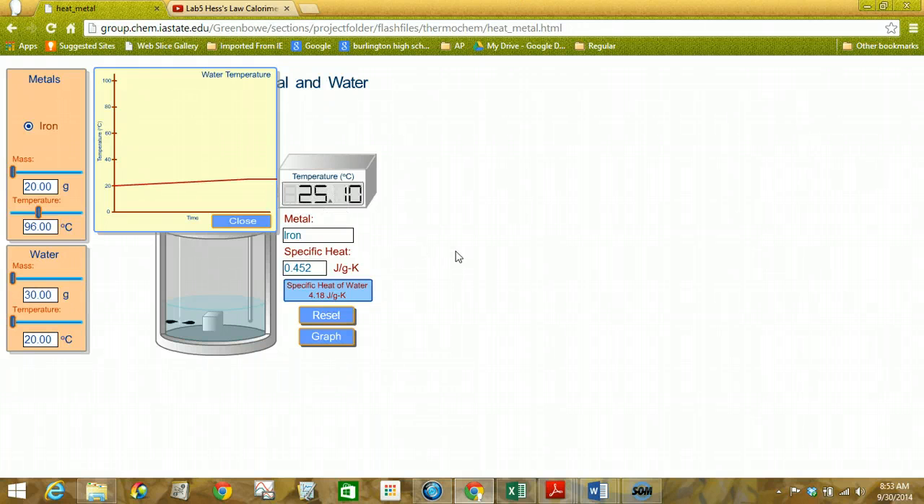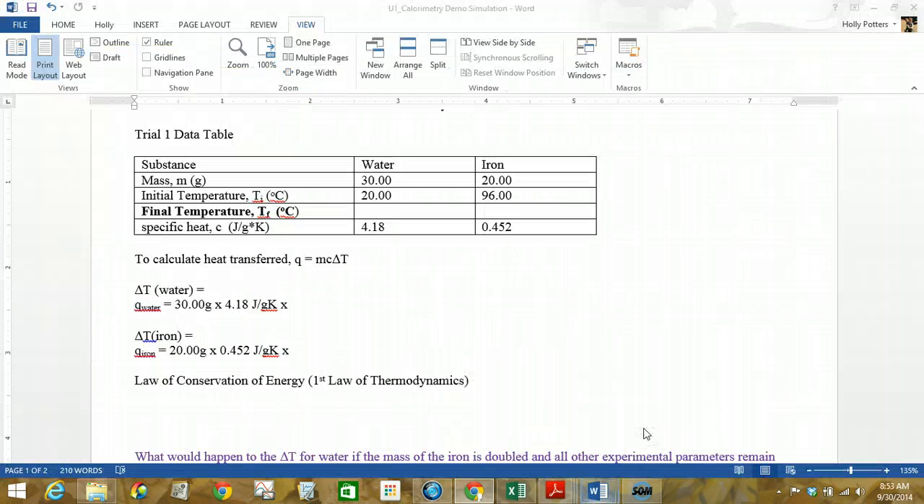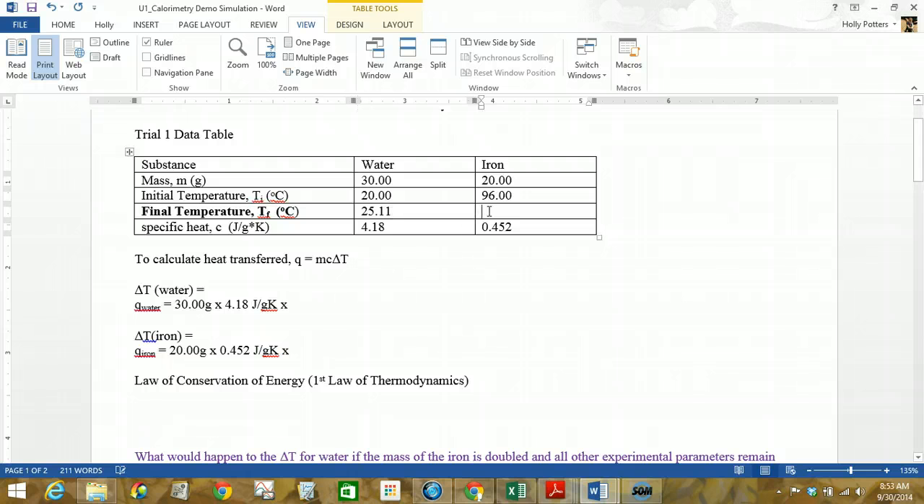Notice it's jumping around a little bit, so we'll see what it lands on. Let's do 25.11 degrees Celsius and go back to our chart here. So we'll do 25.11. And again, that's going to be the final temperature for both the water and the iron. Even though we haven't actually measured the temperature of the iron, we know that because of what I was saying about heat transfer, and it will happen until the temperatures become equal.